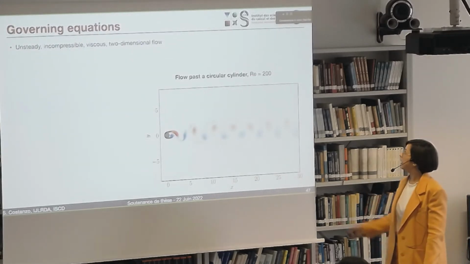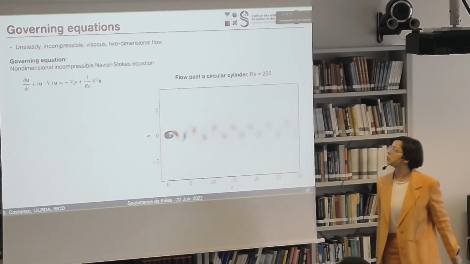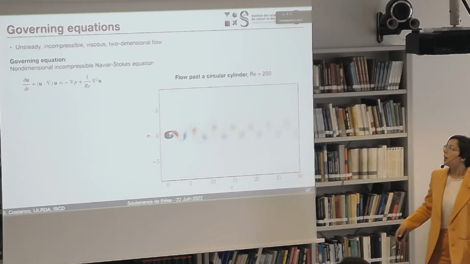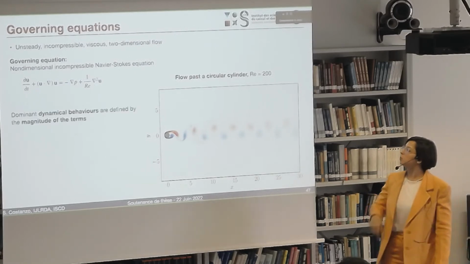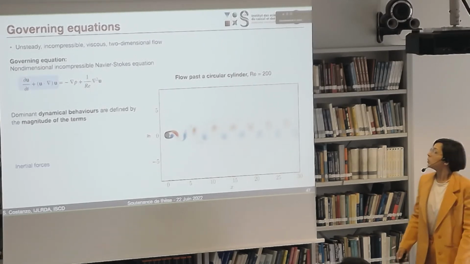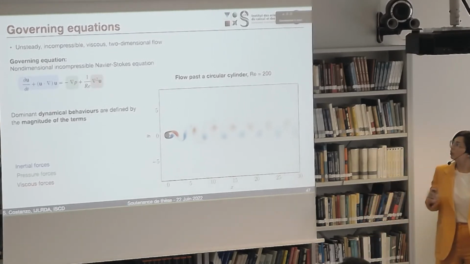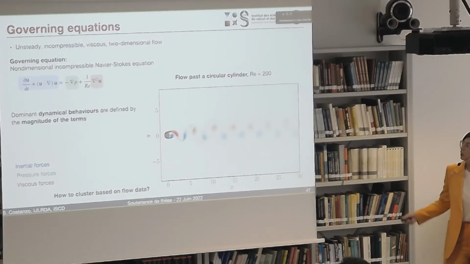So, we use, again, the flow past a circular cylinder. The flow is governed by the non-dimensional incompressible Navier-Stokes equation, and we suppose that dominant dynamical behaviors are defined by the balance of this term in different locations of the domain. So we have the inertial forces, pressure forces, and viscous forces. What we want to do is to identify these dynamics in the domain and cluster them together.